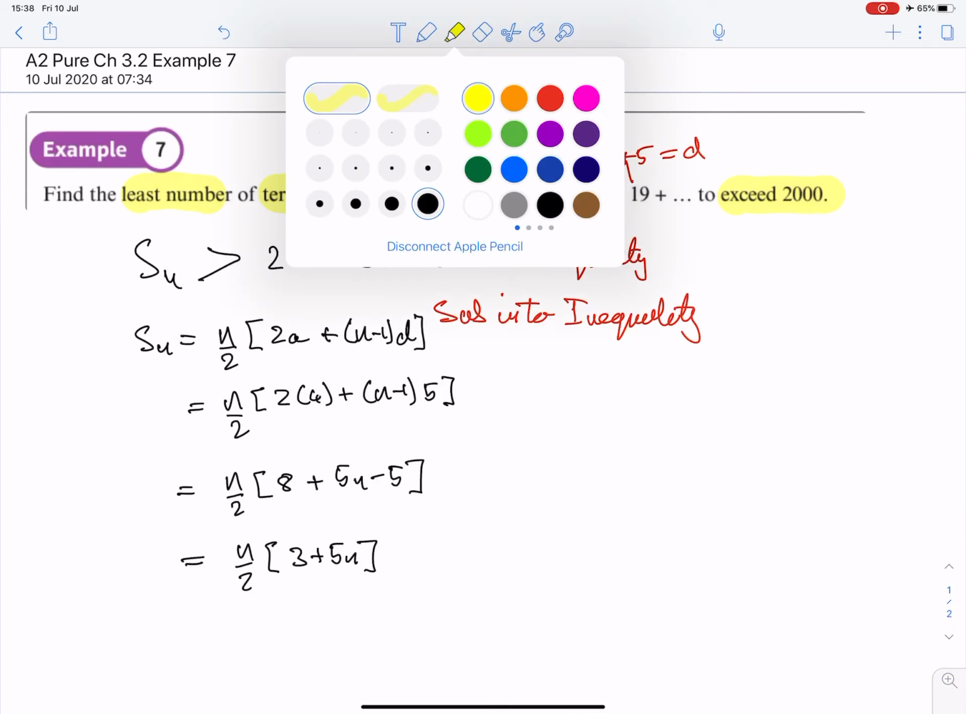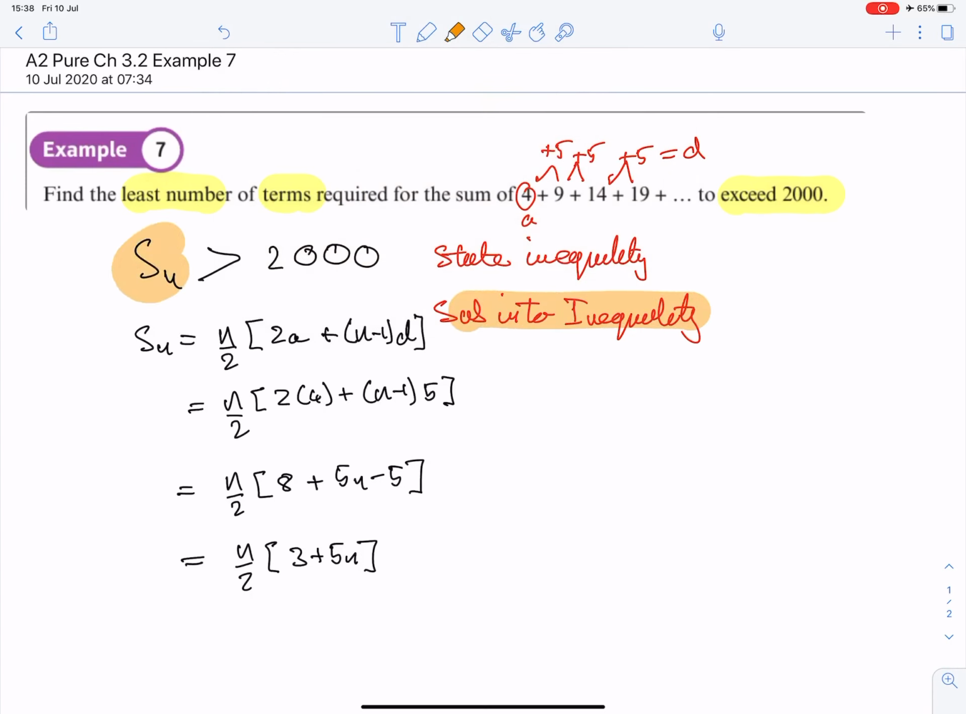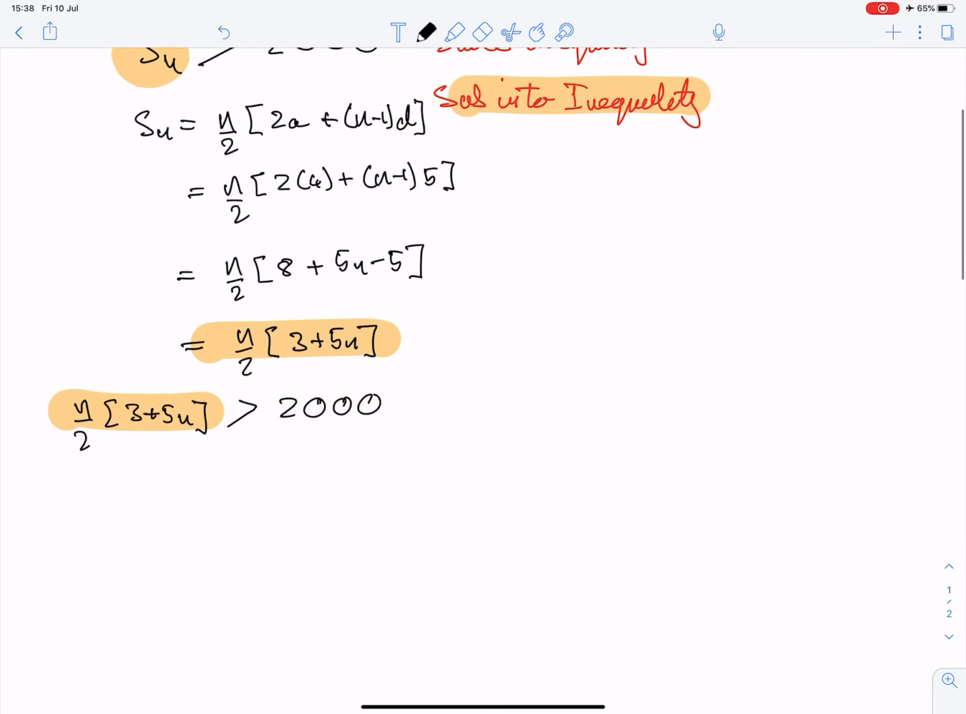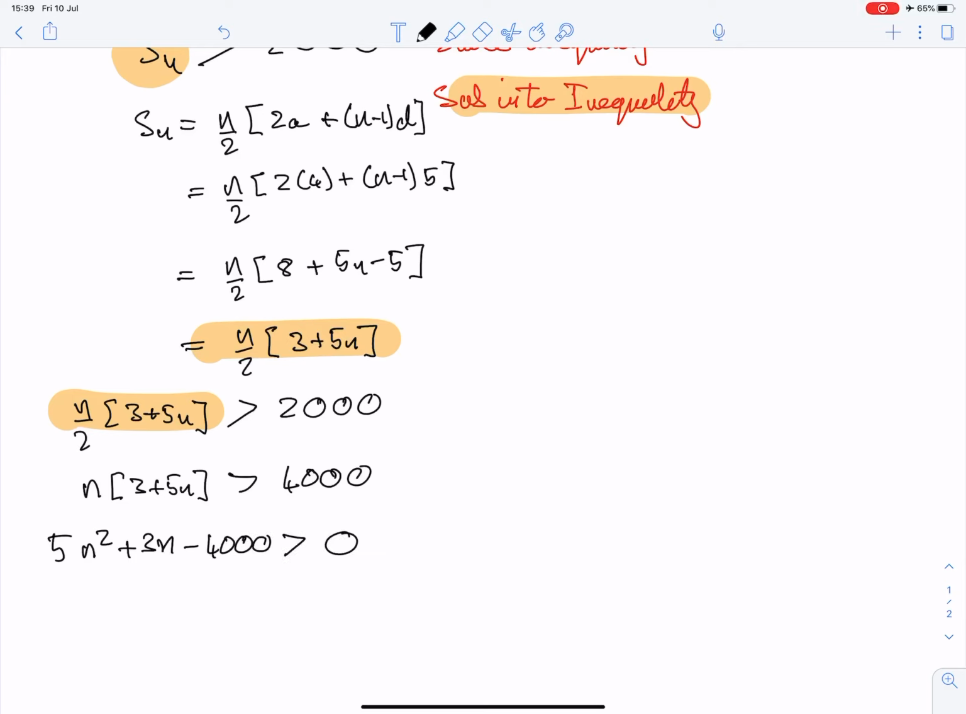We can substitute into the inequality. So we get n over 2 times 3 plus 5n. We could have substituted in earlier, it wouldn't have mattered, is greater than 2000. It's an inequality with a fraction, and now we've just got to solve it. Multiply by the denominator, so we get n lots of 3 plus 5n is greater than 4000. Form the quadratic: 5n squared plus 3n minus 4000 is greater than 0.